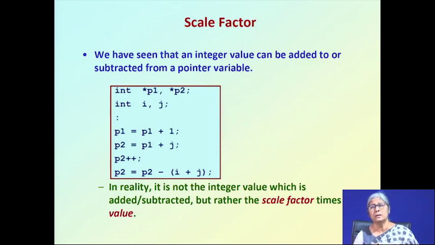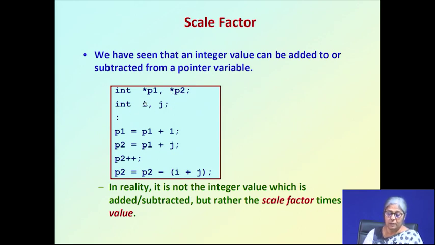So, normally we use this for the array, because the array elements are of the same data type. This is a very important thing called the scale factor. We have seen that an integer value can be added to or subtracted from a pointer variable. So, int *P1, *P2, int i, j. That means two pointers and two integer variables we have declared, all of integer type.